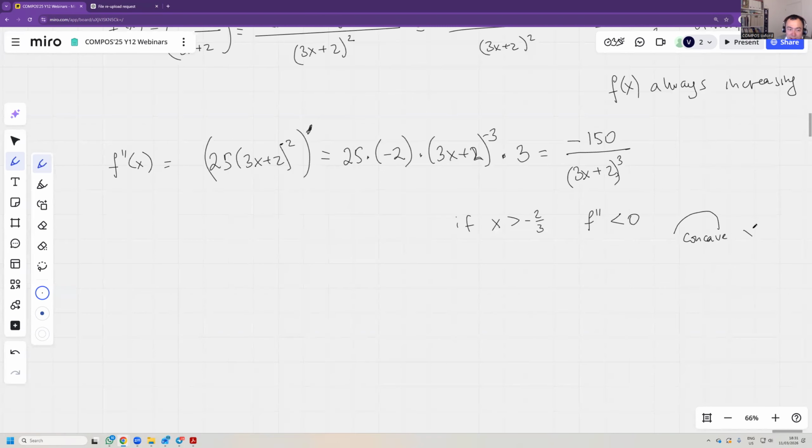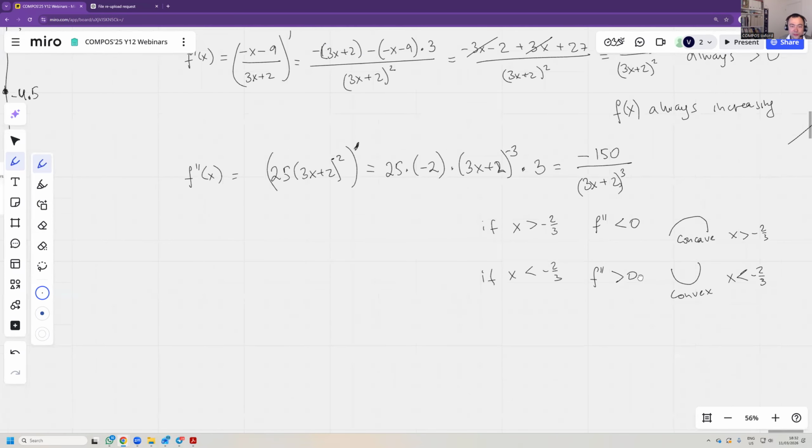Concave when x is greater than negative 2/3. And if x is less than negative 2/3, then this value is negative. The denominator is negative, so the second derivative is positive. So it's convex. Convex when x is less than negative 2/3. So we can sort of draw that.